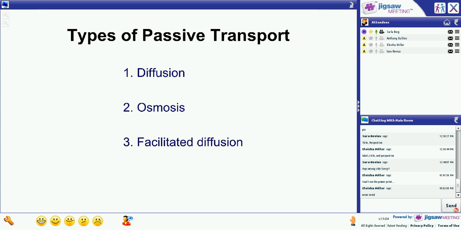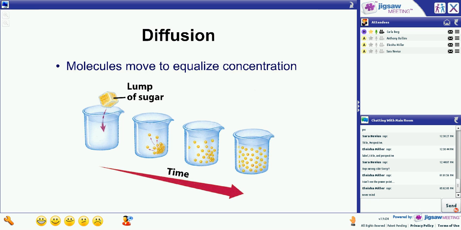The three types of passive transport are diffusion, osmosis, and facilitated diffusion. Molecules move to equalize the concentration. In this diagram, it's showing a lump of sugar being dropped into a warm beaker of water. Eventually, the lump of sugar is going to dissolve, and the concentration, the little orange dots, are the same throughout the entire beaker. This is diffusion. The molecules are moving by themselves to equalize the concentration.